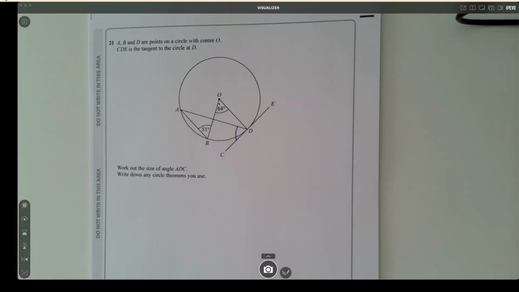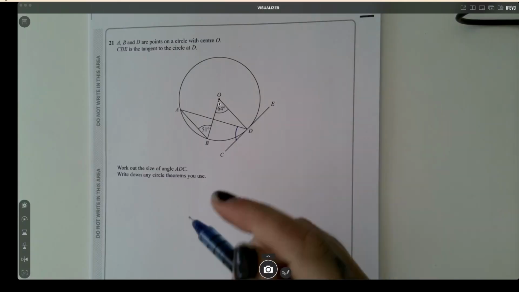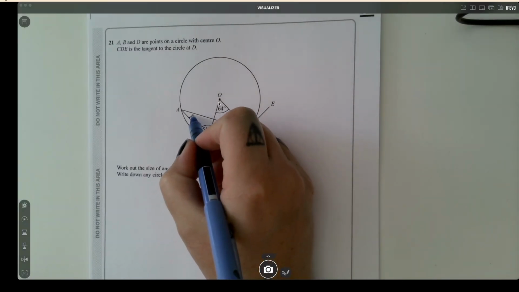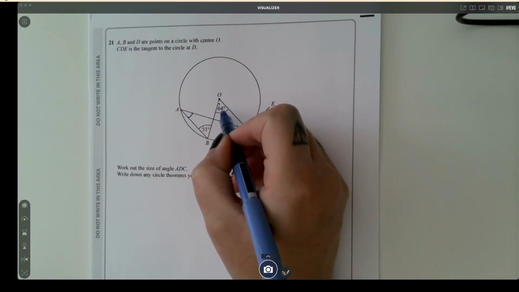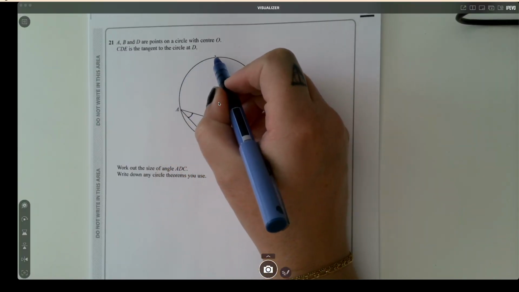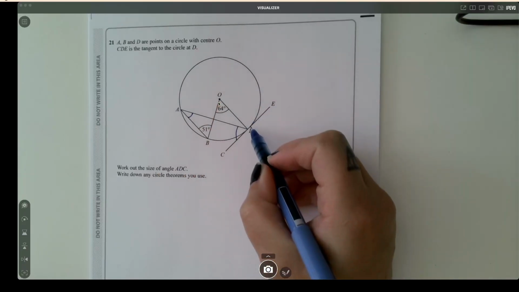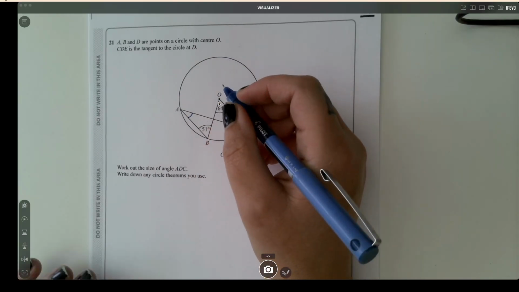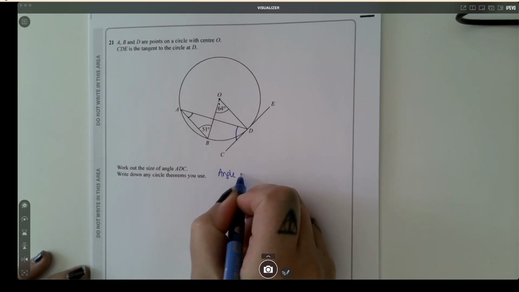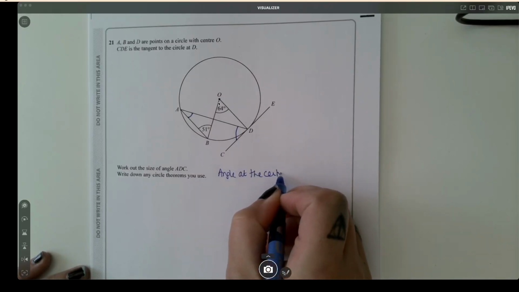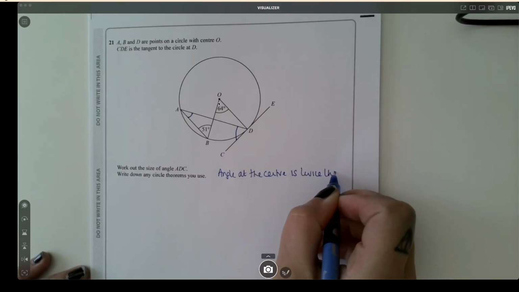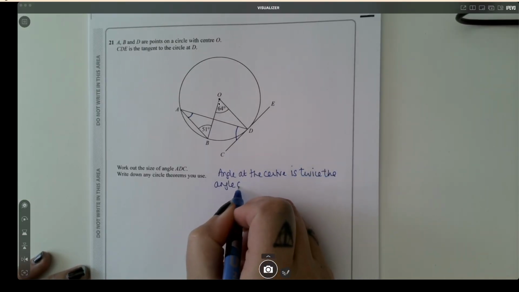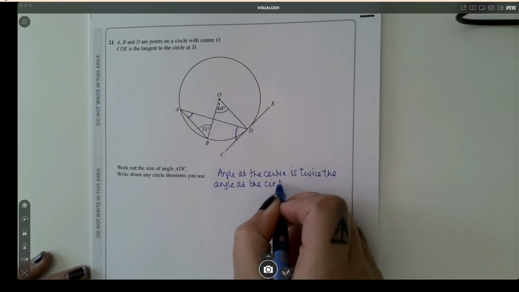So the first thing I'm going to do is spot angles that I can work out nice and easily. So I know that angle A is half the angle at the centre, because if angle A was stretched around here, we would have like an arrowhead shape, and the angle at the centre is twice the angle at the circumference of the circle. So I'm going to write that down. Angle at the centre is twice the angle at the circumference.